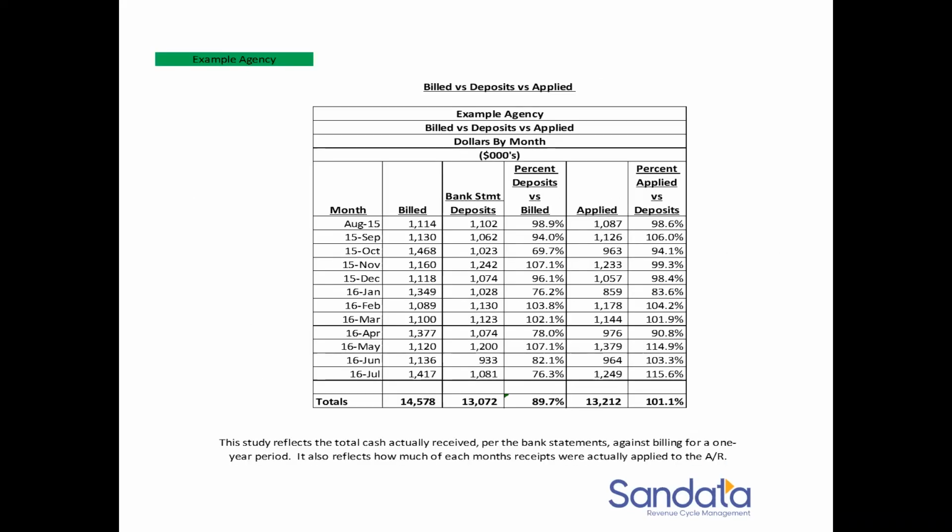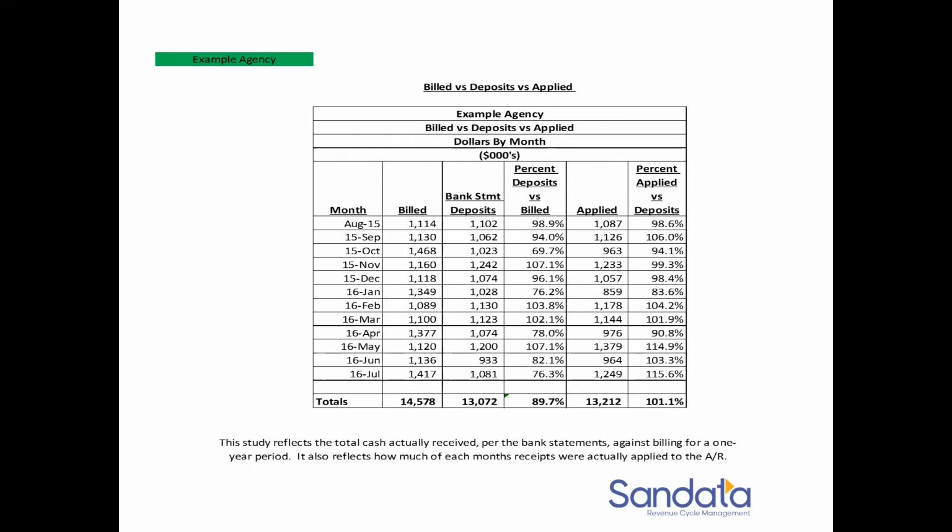Billed versus deposits versus applied. So this is an interesting schedule that lists by month on a rolling year basis. What did I bill in that month? What are my bank statement deposits in that month? And it doesn't necessarily apply to the billing, but you want to see it on an ongoing basis.